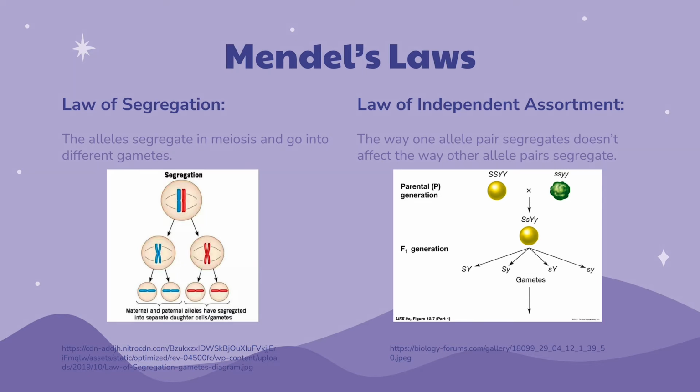Next, the law of independent assortment says the way one allele pair segregates doesn't affect the way other allele pairs segregate. If you see here, we start off with two P's: capital S, capital Y, lowercase s, lowercase y. The way the S's separate doesn't have much to do with the way the Y segregates. So we can have capital S capital Y, capital S lowercase y, lowercase s uppercase Y, and lowercase for both.